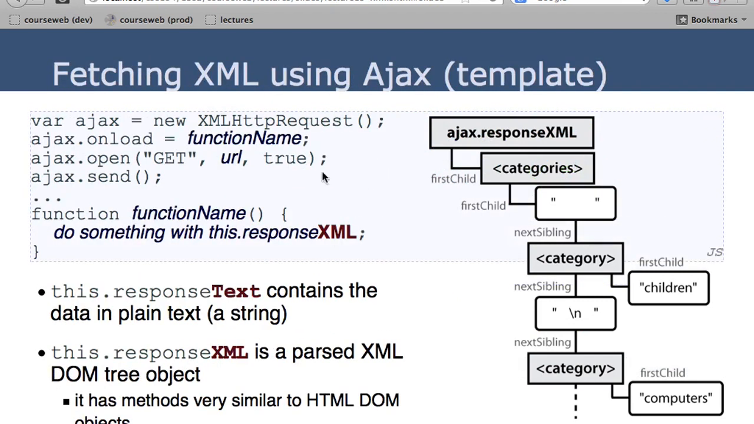So if we want to get access to an XML document, if the information that we're loading is XML, we could still use .responseText if we wanted to, but that's a string that contains the XML code. And that's not super useful to us. Then we'd have to actually go about manually parsing the string as well.